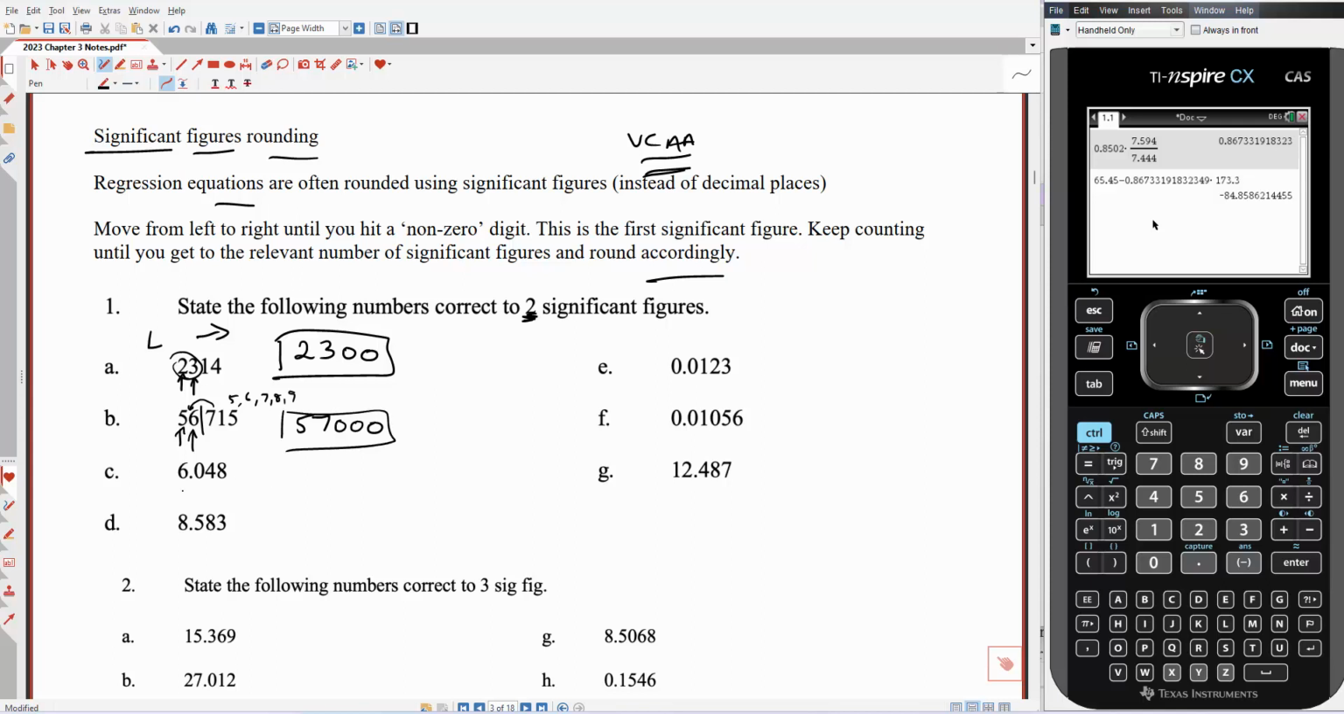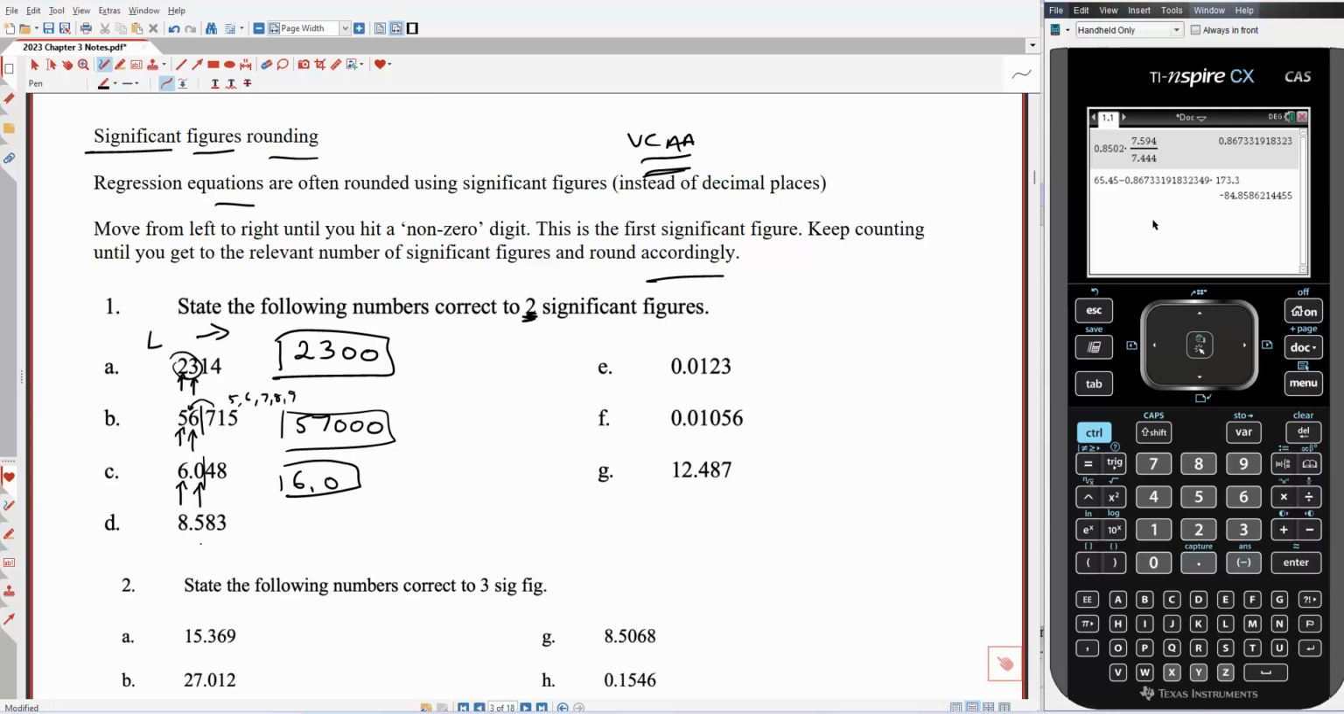Okay, this one here, we've got our first significant figure already, and our second significant figure. Even if it is a zero, after I've started counting, zeros all count as significant figures. So this is rounded here to two significant figures. So we're going to go 6.0, and check the next digit: it's 0, 1, 2, 3, or 4, so this stays the same. So 6.0 to 2 significant figures is our answer.